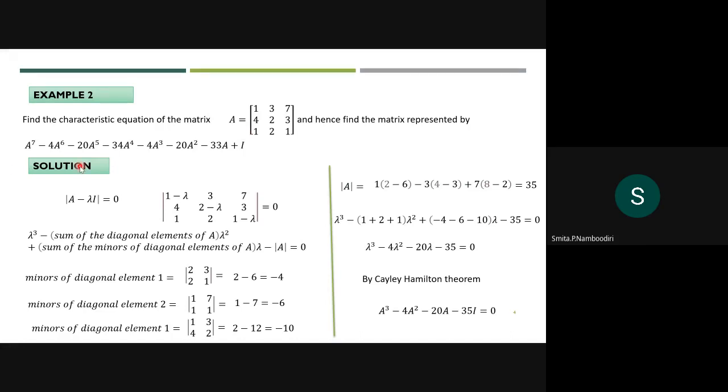थर्ड माइनर डायगोनल -10 आ रहा है ना. थर्ड डायगोनल मतलब 1 है. तो हमें थर्ड रो और थर्ड कॉलम छोड़ना है. बाकी का जो वैल्यूज है उसका डिटर्मिनेंट निकालना है. So we got 1, 3, 4, 2, which is 2 minus 12, that is -10. ठीक है?